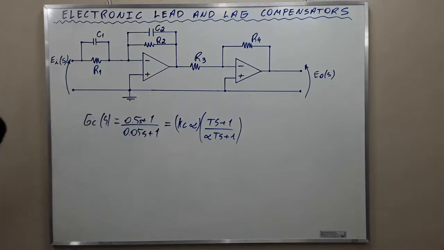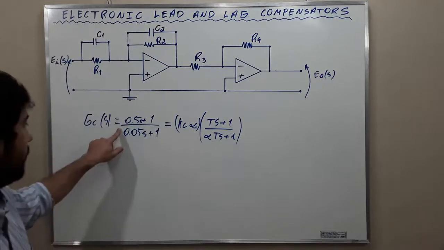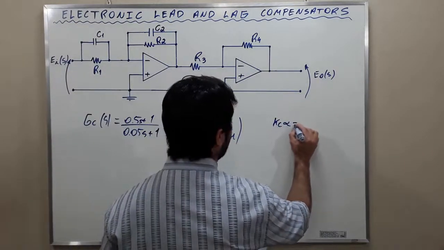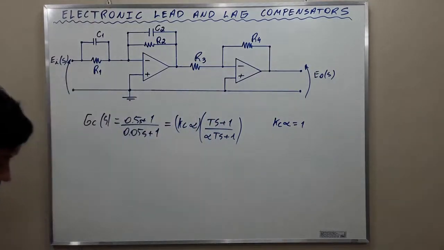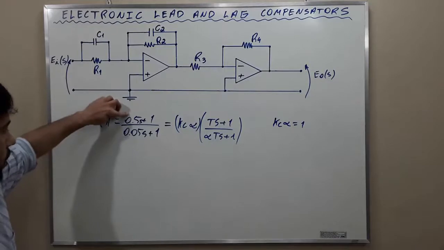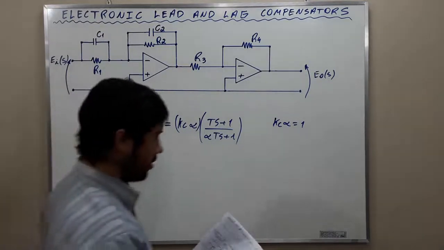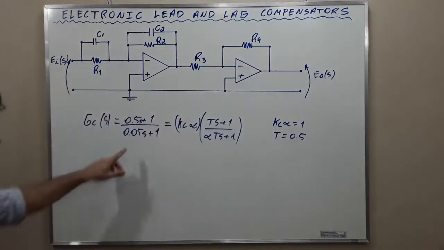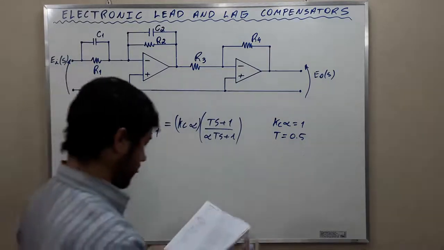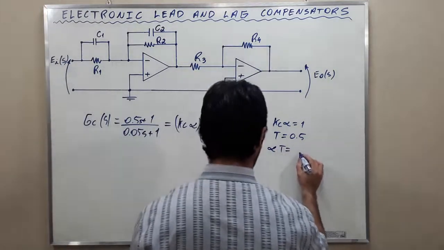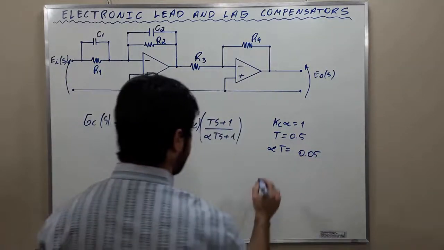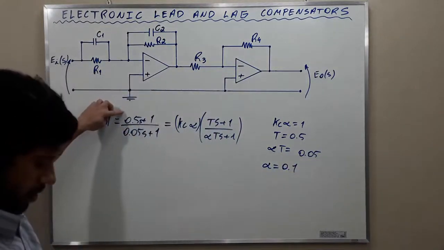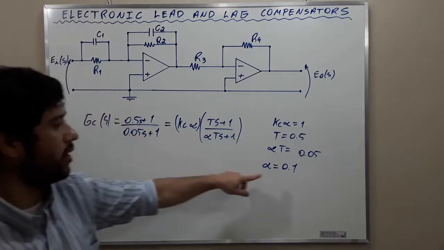And here we see that it's 1 multiplying here. Then Kc times alpha is equal to 1. Alright? We see that T is equal to 0.5, and we see that alpha T is equal to 0.05. Okay, therefore alpha is equal to 0.1. We divided this by this and we get 0.1.